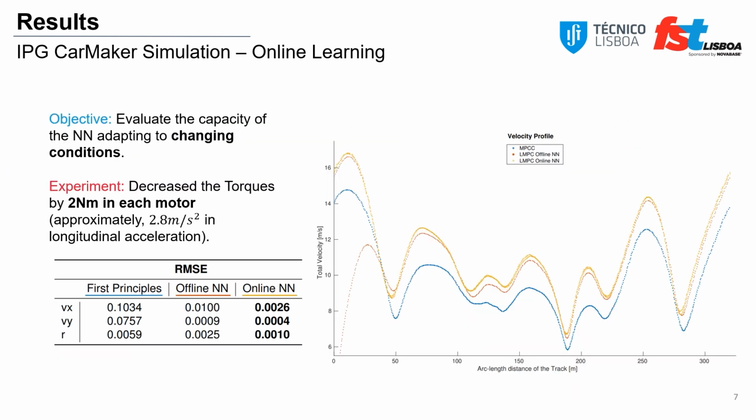Finally, the last experiment shows the capacity of the network to adapt to unknown situations. The torques of each motor are decreased, and after gathering data from one lap, the neural network is trained, originating the online NN. As it can be seen, by incorporating this data, the car manages to correct the model online, improving its capability to predict the future, and consequently, the lap times.